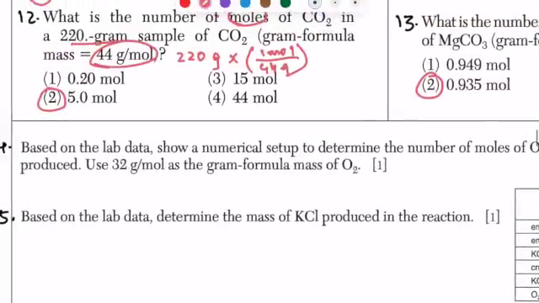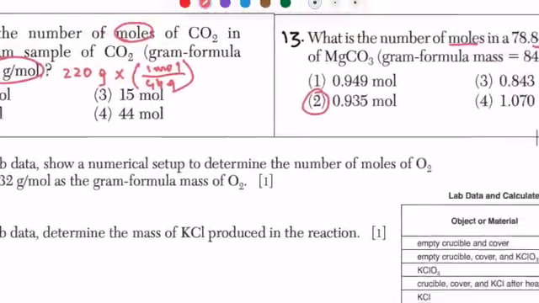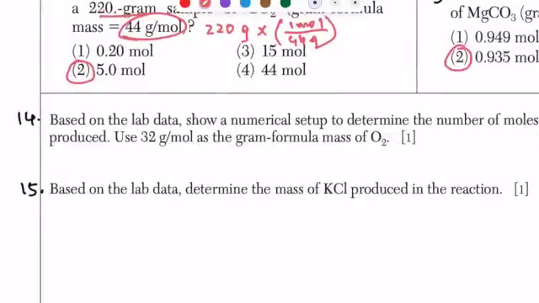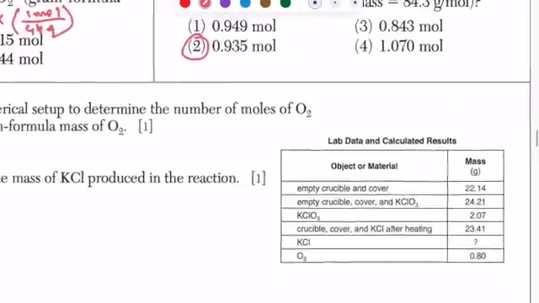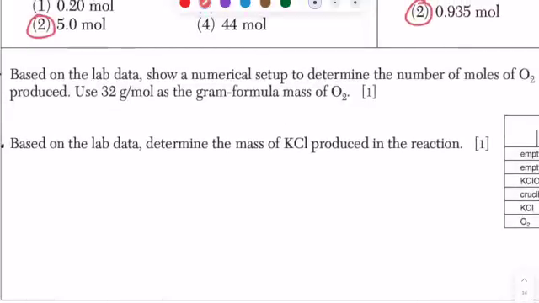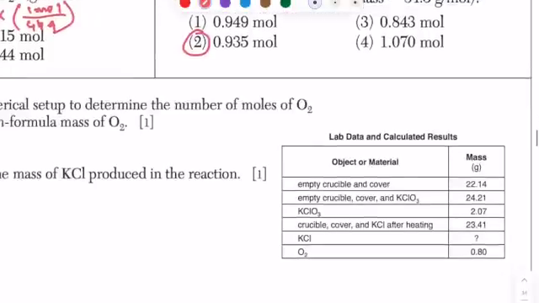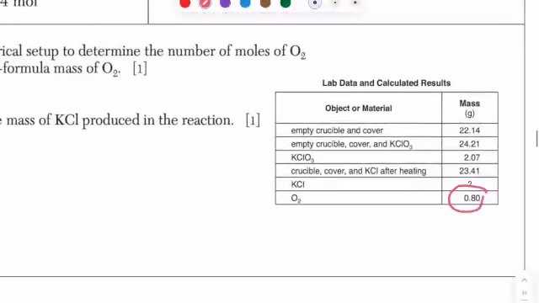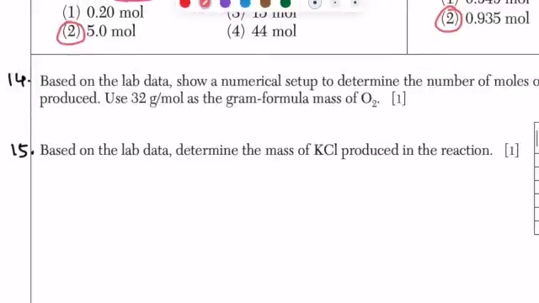Alright, then based on the lab data, show a numerical setup to determine the number of moles of oxygen produced. Use 32 grams per mole as the gram formula mass of O2. So we are trying to once again do the same thing. The only difference is that here you kind of have to hunt down the mass of oxygen that was produced. So here is the mass of the oxygen that was produced, 0.80. So when you set this up, these are your grams. We know 1 mole has 32 grams. So there's your setup. The question does not ask for the answer. It's only a numerical setup, so you don't have to calculate.